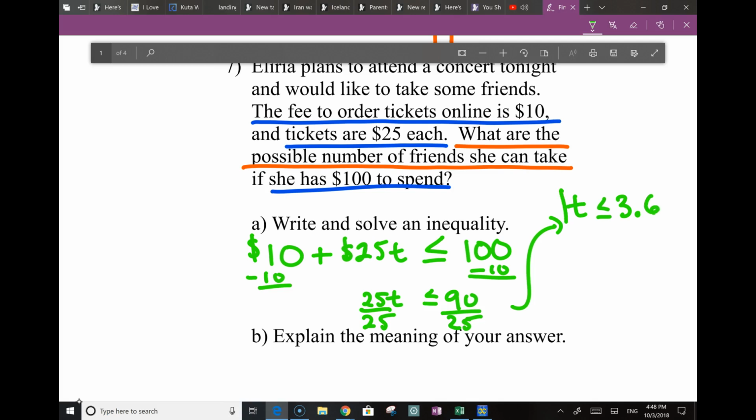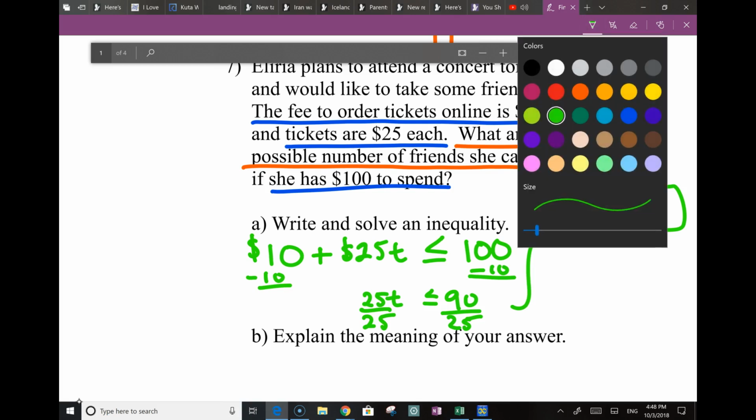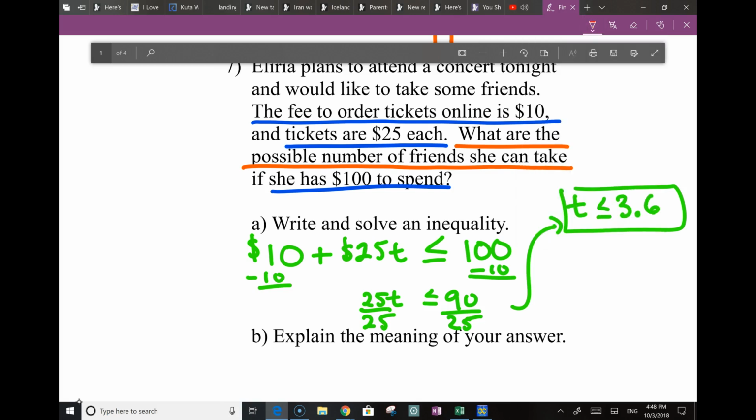Now, mathematically, this is a correct answer. Logically, it makes no sense because t represents, and I perhaps should have started with this, t is equal to the number of tickets, which also corresponds to the number of friends she's going to invite, okay?